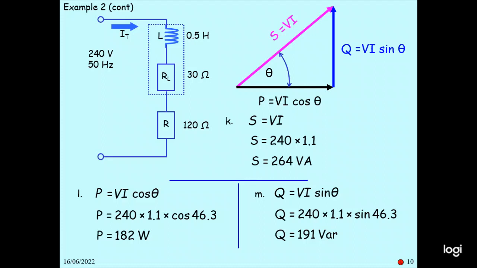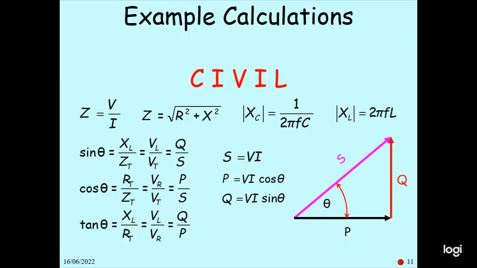So then we have to summarize the calculations with the equations. Z equal to V by I, Z equal to square root of R square plus X square, XC equal to 1 by 2πfC, XL equal to 2πfL. So sine theta is X by Z, so VL by VT, so Q by S. Cos theta is RT by ZT, so VR by VT, so P by S. Tangent theta is X by R, so VL by VR, so Q by P. S equal to VI, P equal to VI cos theta, Q equal to VI sin theta.